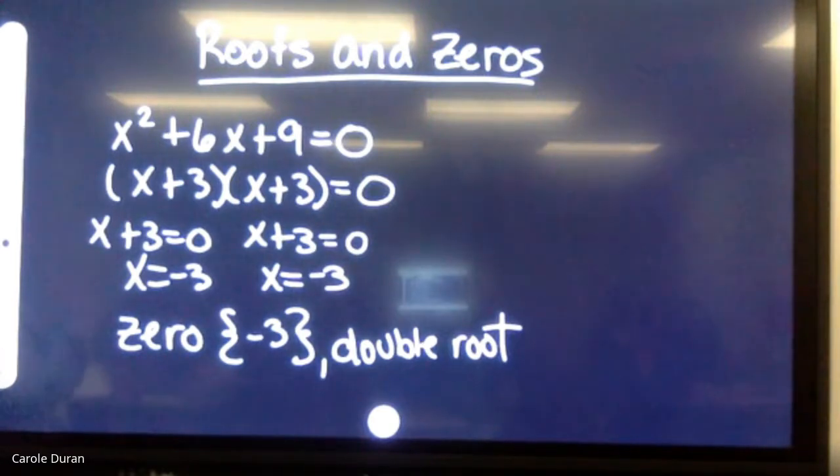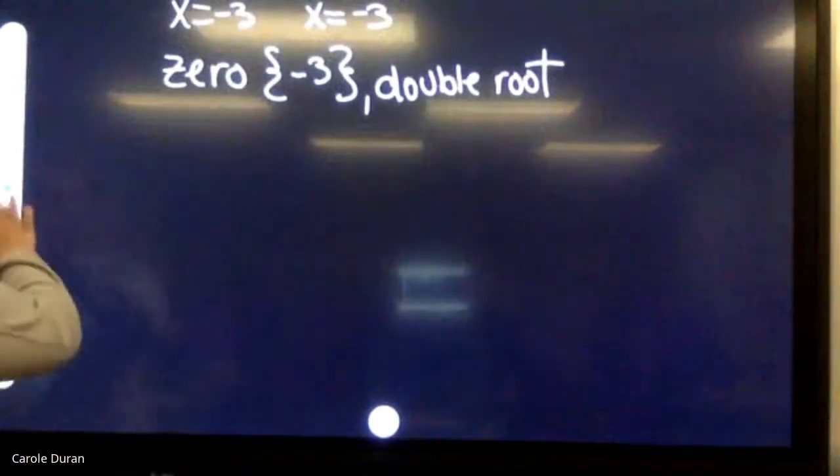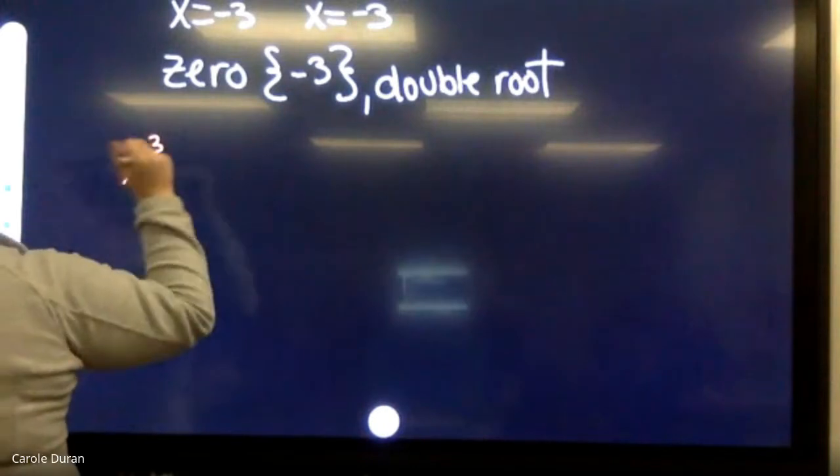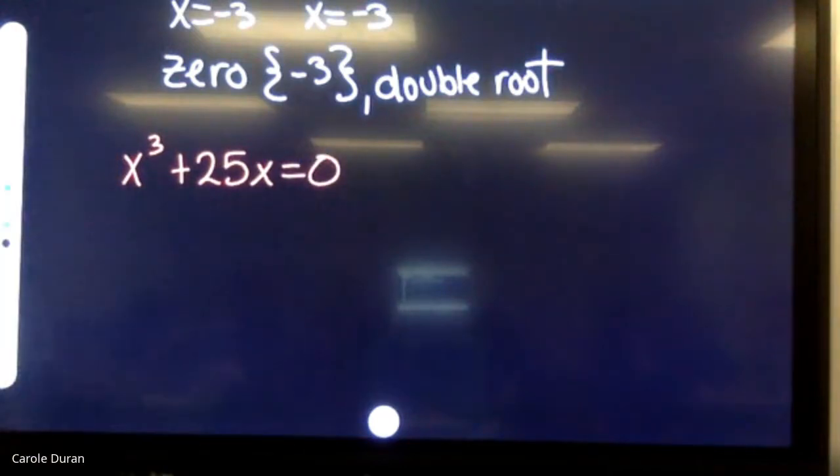So that was a pretty easy one. That was a quadratic. We've been doing that a lot. So let's look at one that's maybe a little bit different. For my next example, I would like the function x cubed plus 25x equals 0. How many zeros do I expect to have in the end? 3. Looking at this right now, do I know what types of zeros I'm going to get? Do I know if I'm going to get rational zeros or irrational zeros or imaginary zeros? Yes or no? No, I have no idea. So let's just see what happens.